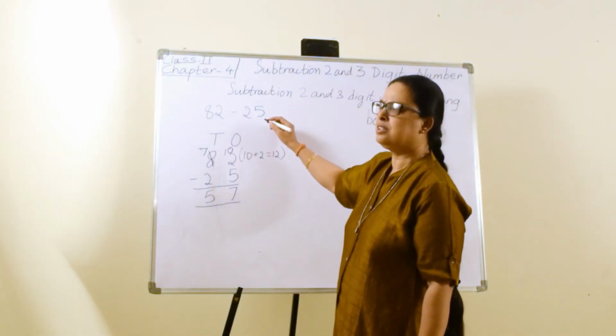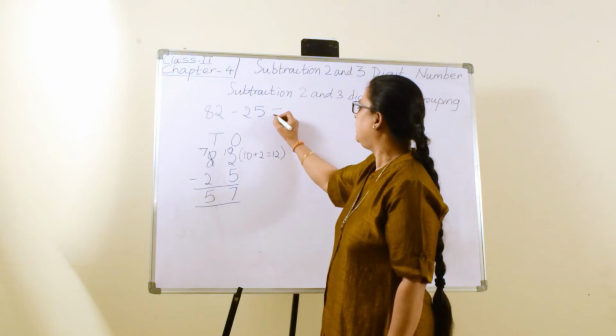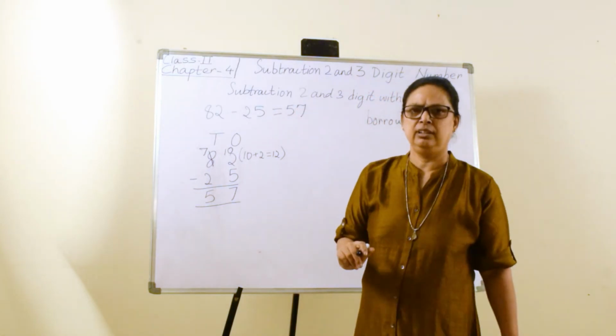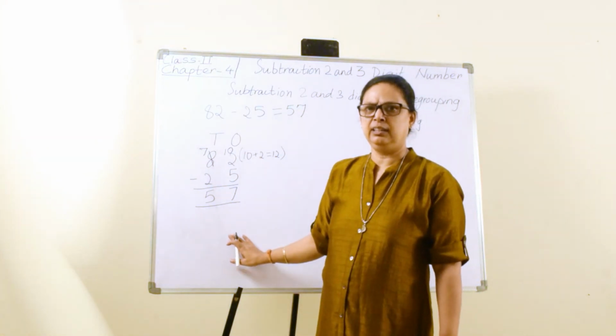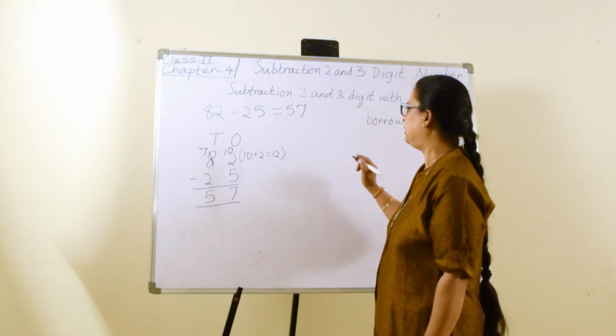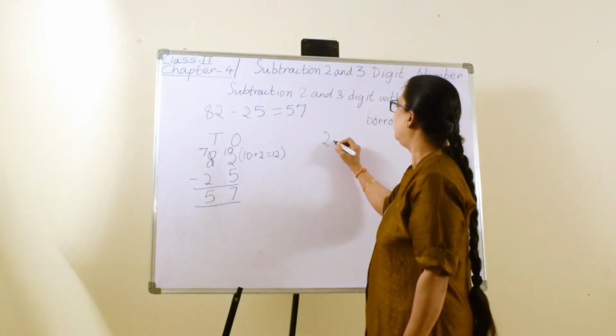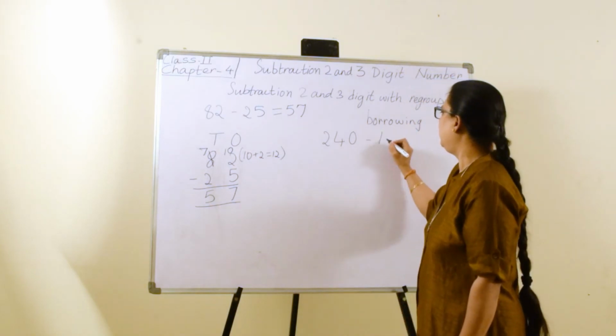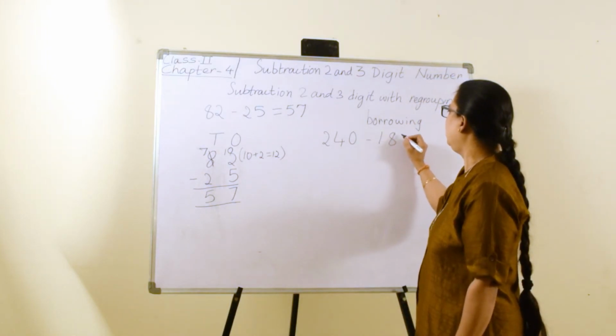So 82 minus 25 is equal to 57. Is it clear, children? Now let us do the sum with a 3-digit number. So 240 minus 189.